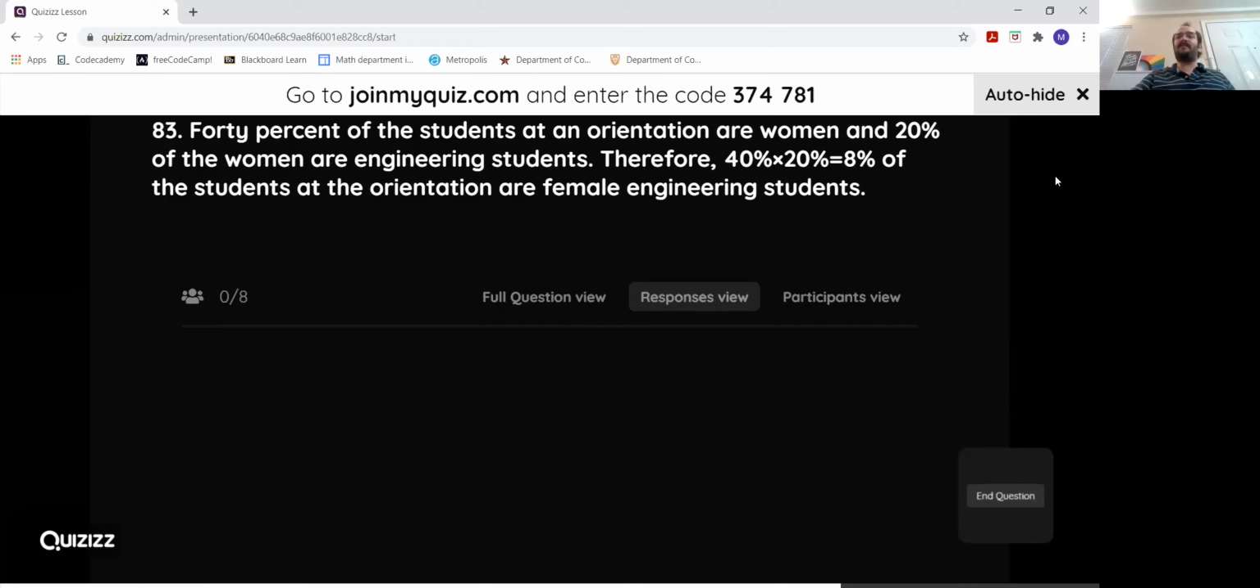40% of the students at an orientation are women, and 20% of the women are engineering students. Therefore, 40% times 20% is 8% of the students at the orientation are female engineering students. This one, I feel like, is a hair trickier.